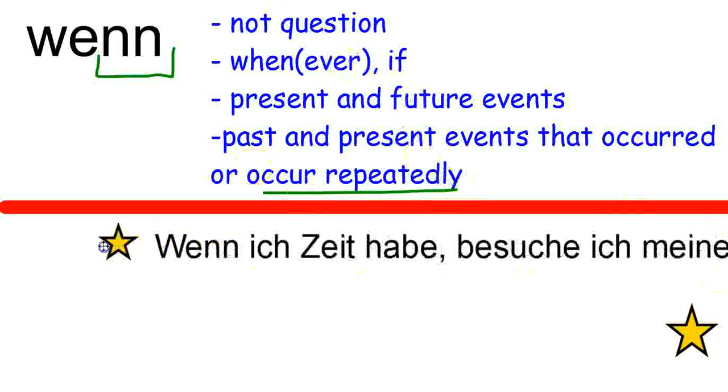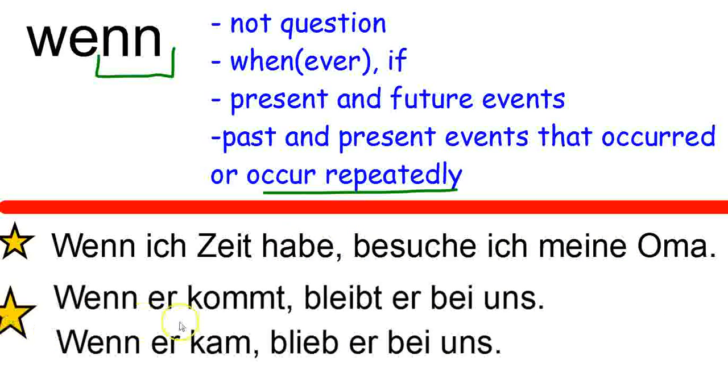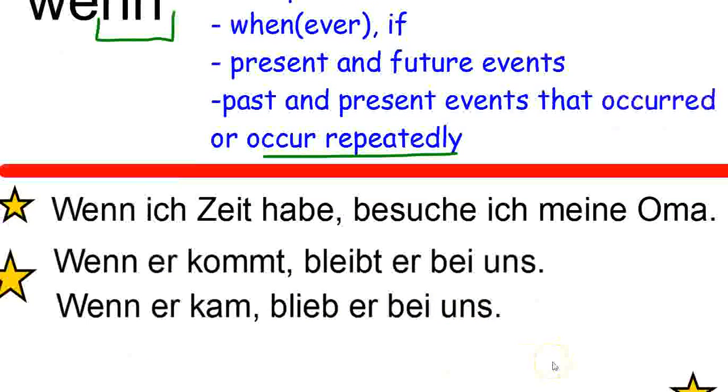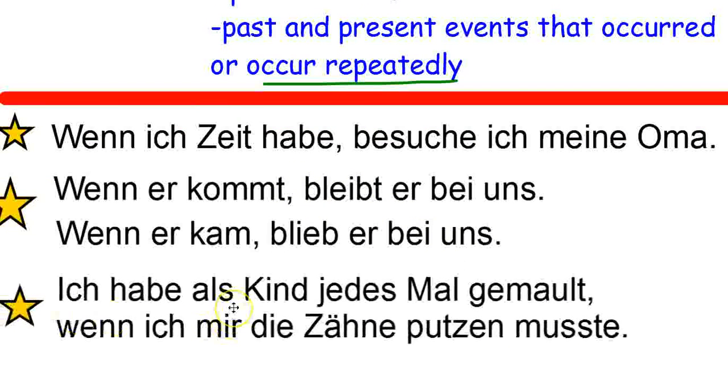So, zum Beispiel, wenn ich Zeit habe, whenever or if or when I have time, besuche ich meine Oma. I visit my grandma. Wenn er kommt, bleibt er bei uns. Or past tense, wenn er kam, blieb er bei uns. So present tense and past tense as a repeated event. Ich habe als Kind jedes Mal gemalt. As a child, I complained every time, wenn ich mir die Zähne putzen musste, when I had to brush my teeth. So hopefully you brush your teeth more than once in your lifetime. So a repeated event.